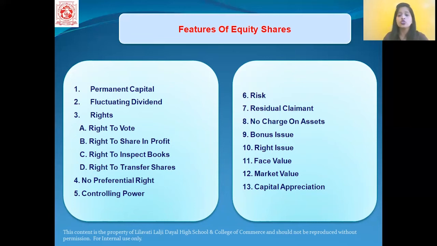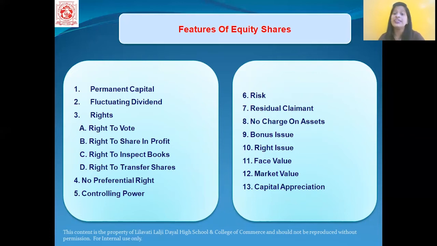8th point, no charge on assets. Equity shareholders, students, do not create any charge over assets. The 9th point is bonus issue. Equity shareholders are entitled to get bonus shares. Now what are bonus shares, students? Shares that are issued free of cost to the existing equity shareholders for the risk that they are undertaking are called bonus shares. So this bonus issue is done to the equity shareholders.